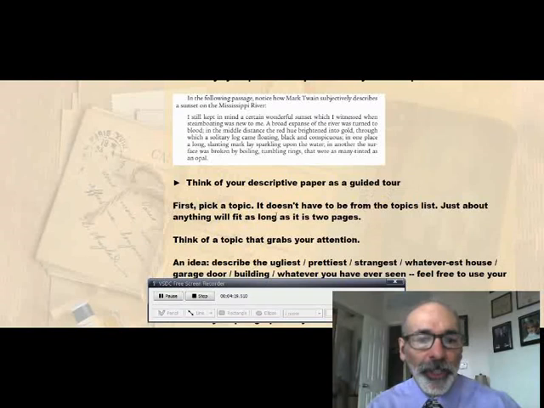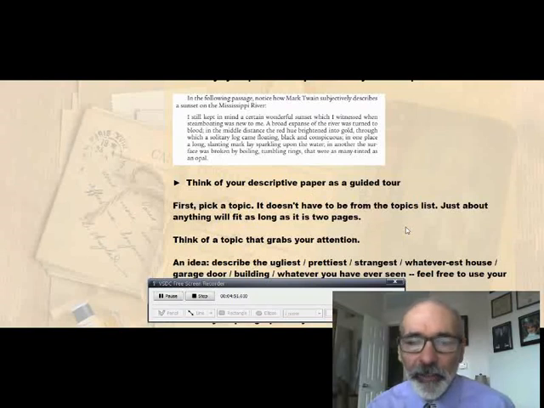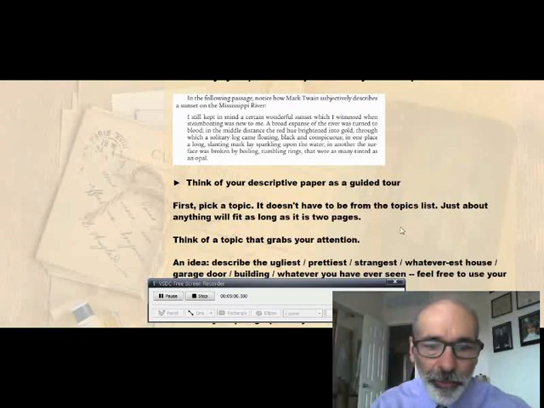And first off, you're going to pick a topic. It doesn't have to be from this topics list. Guys, you can describe just about anything. Some things are going to be easier to describe than other things. You can describe, say, a park, for example, or even a swing at a park. So there's a lot of things you can describe. Like, for example, you guys in Plainview might describe Kidsville, as I figure you guys have been there a number of times.